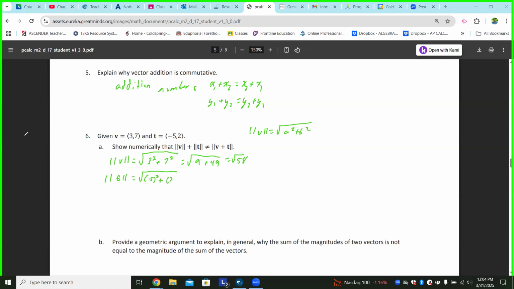Again, this would have been 2 squared. So what is -5 squared? Positive 25. Very good. And then 2 squared. Okay. That would give me 25 plus 4, which is 29. All right, so we have this right here. Gives us 29 and 58. So now what we need to do is figure out what the magnitude of v plus t is. We're going to compare those. What was the answer to v plus t? Let me write a note up here. V plus t equaled what again?